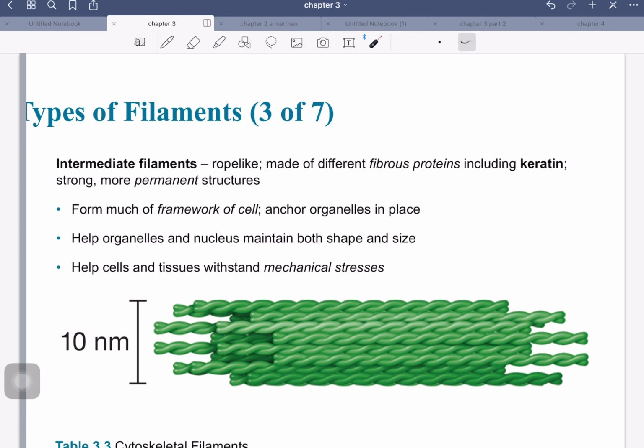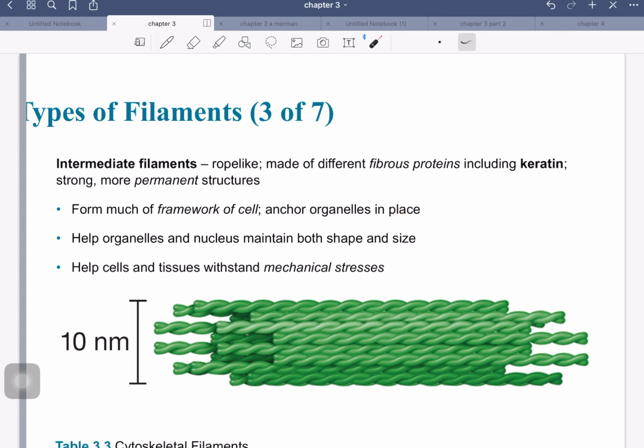Now, intermediate fibers, not surprisingly, they're sort of in between size. Rope-like. They're made of different fibers, proteins. And one example of this would be keratin. And of course, keratin you may have heard of because it's a very important protein that we find in hair, nails, and the very upper levels or most superficial levels of our skin. And these tend to be more permanent structures. And they really are forming the backbone of the framework of the cell. They anchor organelles in place. They help organelles and the nucleus maintain both its shape and size.